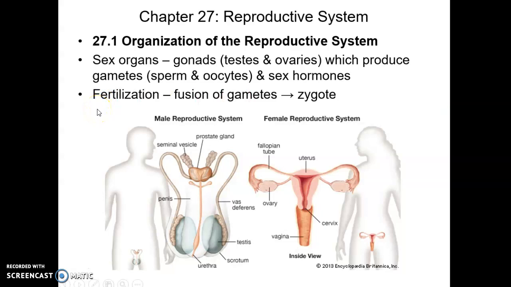And then the function of producing gametes is for fertilization in the sense of sexual reproduction. Fertilization is the fusion of the gametes, or the fusion of the genetic material of the gametes, which leads to a zygote, which is a fertilized egg, and that occurs within the female's reproductive tract.